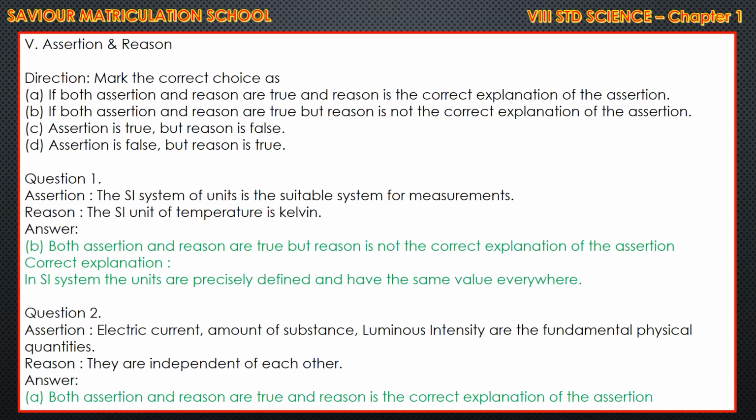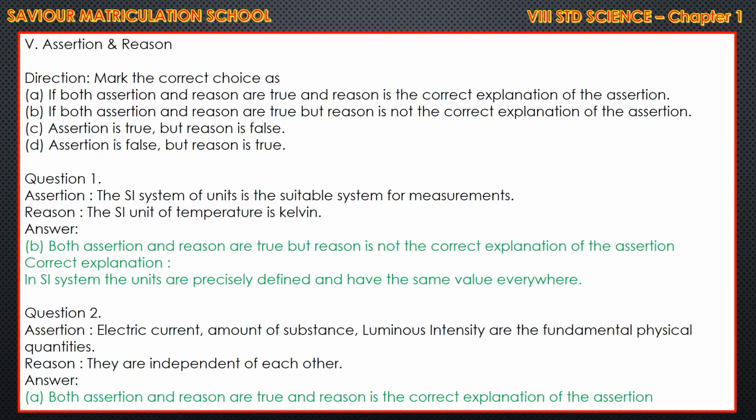Clear? The answer options are also given on the top. Mark the correct choices as given. In the textbook it's given at the last. Both assertion and reason are true and reason is the correct explanation. Second one is both assertion and reason are true but reason is not the correct explanation of the assertion. Third one is assertion is true but reason is false. Fourth one is both assertion and reason are false. So let me go for the questions now.